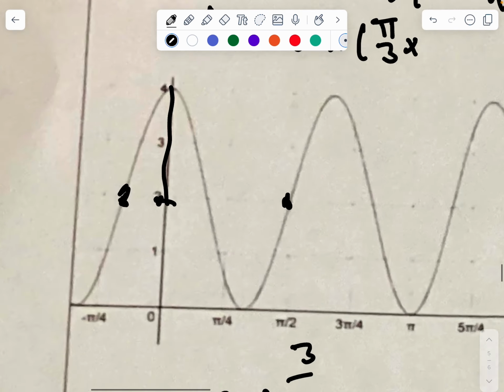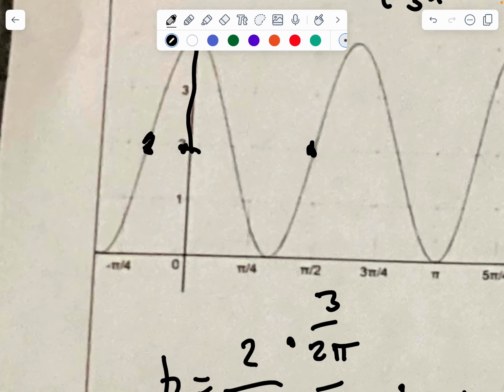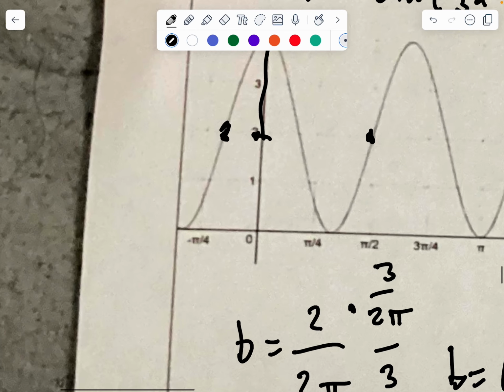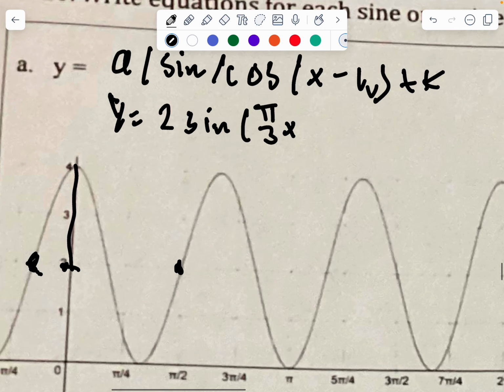x. Check the shift out. Sine is shifted left pi over 3, so we're going to do plus. Remember, it's always opposite. Plus pi over 3. And the k value is the vertical shift. It shifted up 2, so we're going to put plus 2.